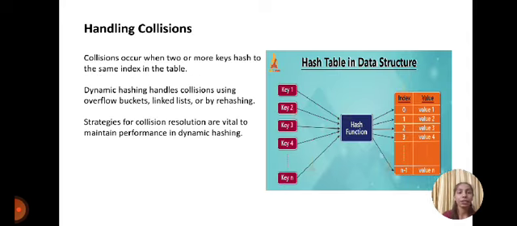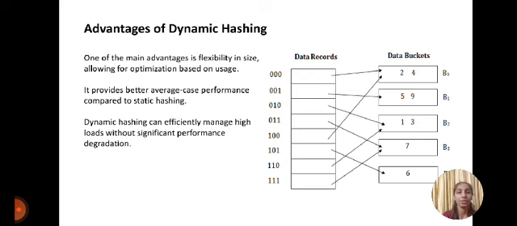Handling collisions. A collision occurs when two or more keys hash to the same index in the table. Dynamic hashing handles collisions using overflow buckets, linked lists, or rehashing. Strategies of collision resolution are vital to maintain performance in dynamic hashing.